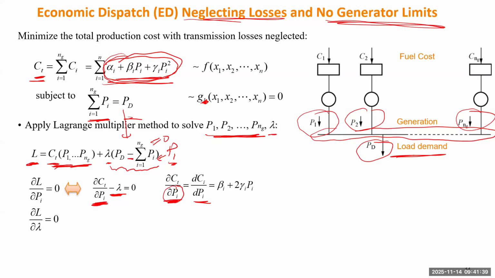This partial derivative becomes dCi by dPi. Ci is a quadratic function, so to calculate the first order derivative with respect to Pi, that's a linear function. Beta and alpha become 0, and we get 2 gamma p. And this is actually the partial derivative of this term. And we know this equation needs to hold, which means this one has to be equal to lambda.